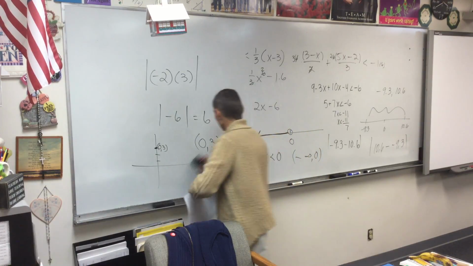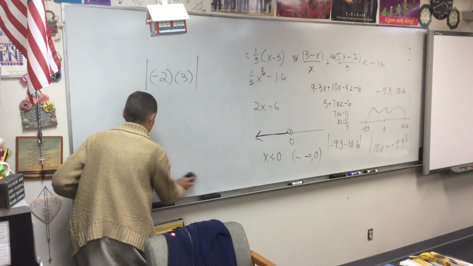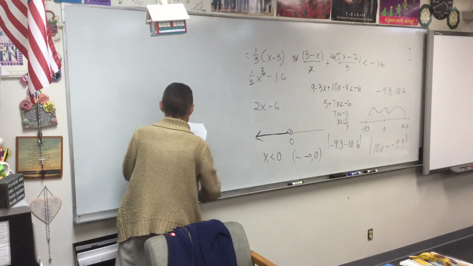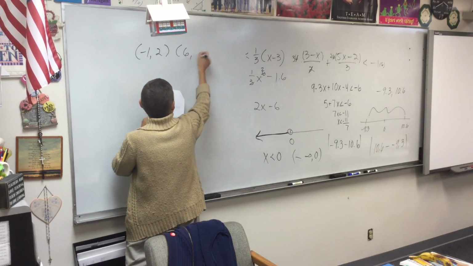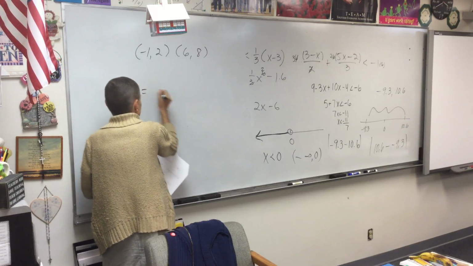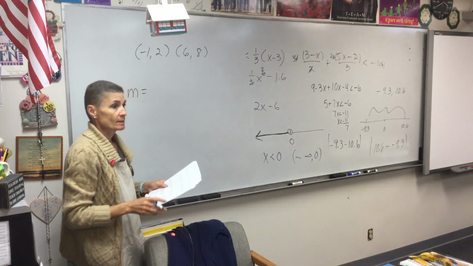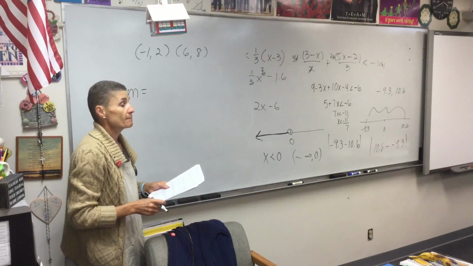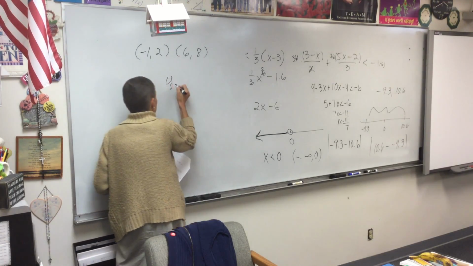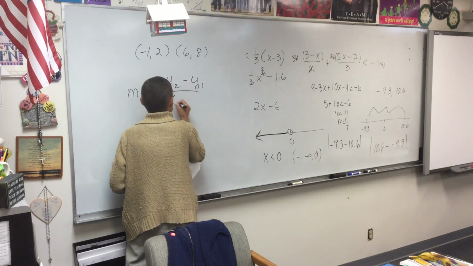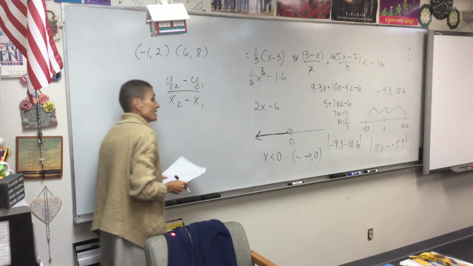Anybody remember how to find the slope if you are given 2 points like (-1, 2) and (6, 8)? M is our slope letter. So I'm hearing it. Who's saying it? Is it y2 minus y1 over x2 minus x1? It absolutely is. You go, girl.